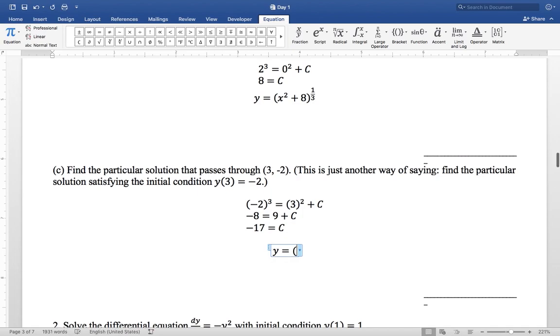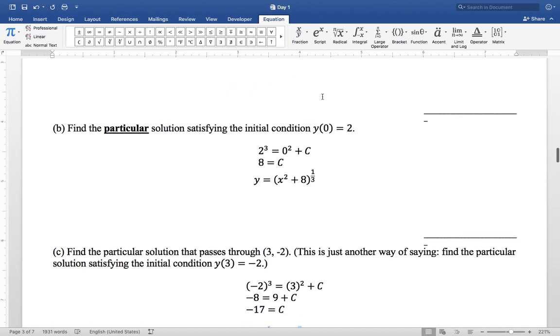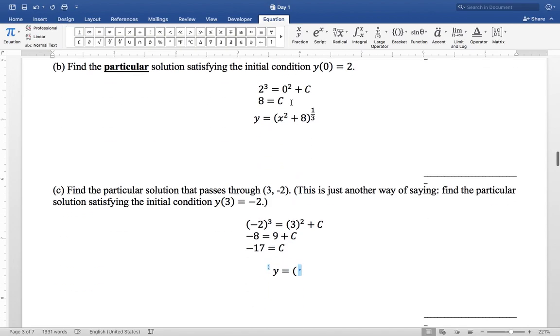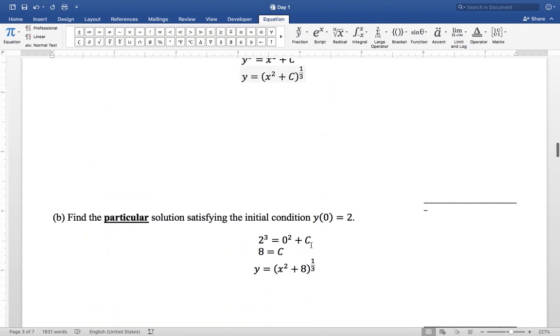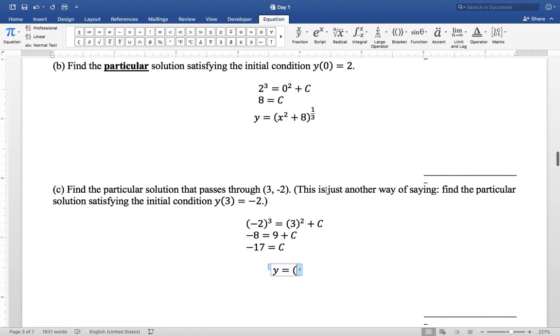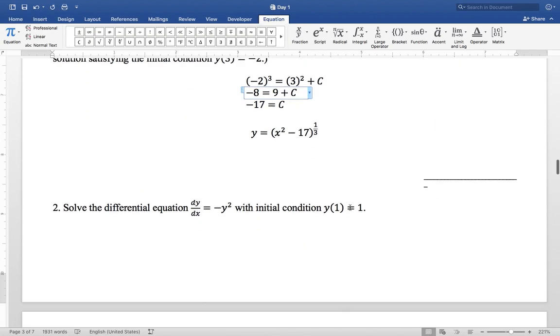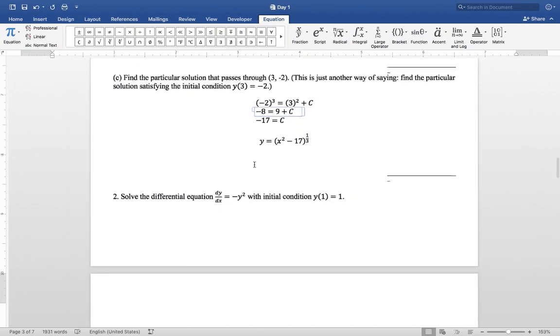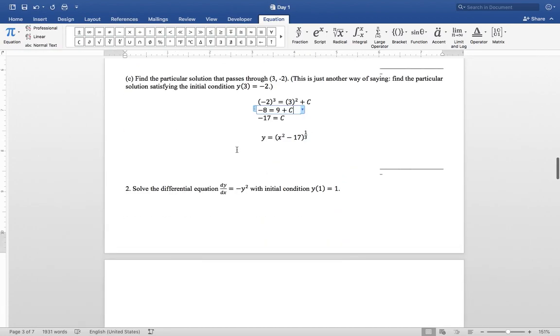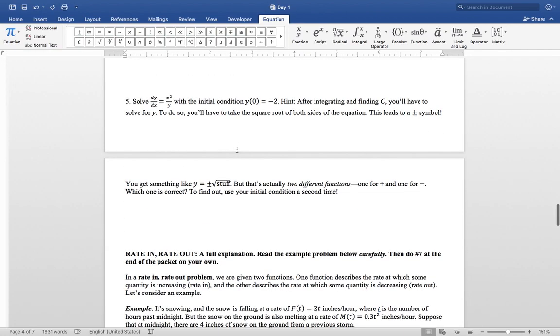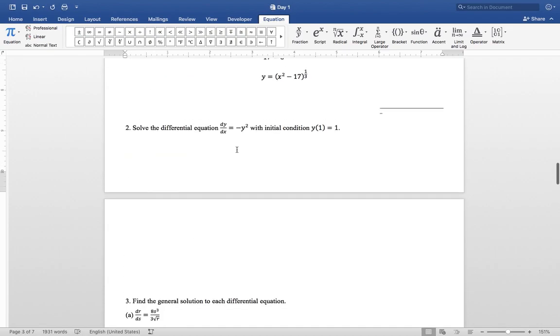So I have, instead of x squared plus 8 to the 1/3, replacing c with the value I found, negative 17 in this case, y is equal to x squared minus 17 to the 1/3. And that's the different particular solution here, okay? All right, so I think that is it for today.